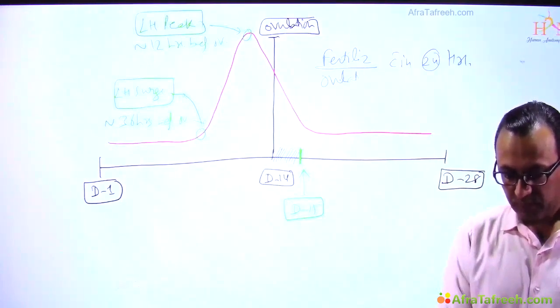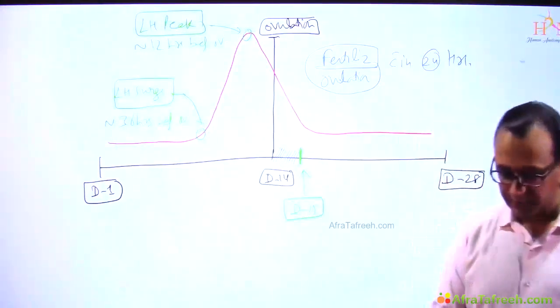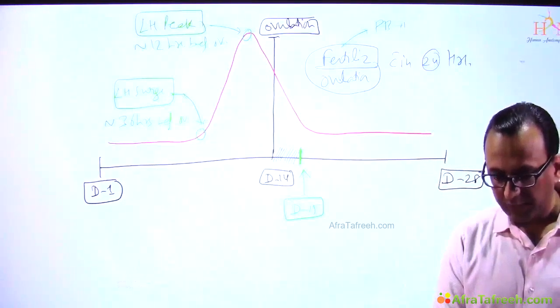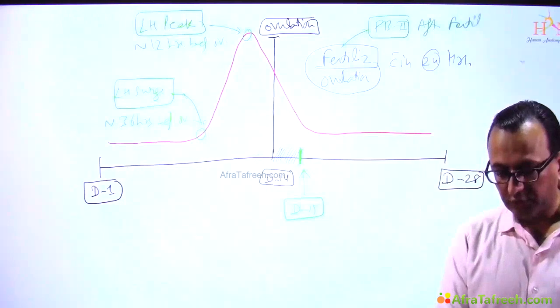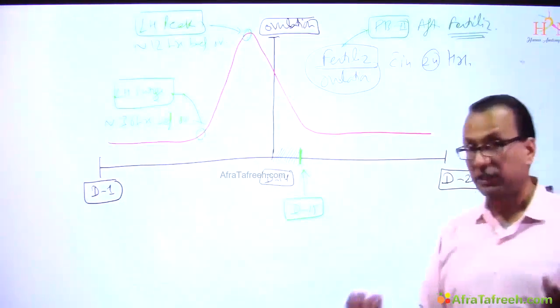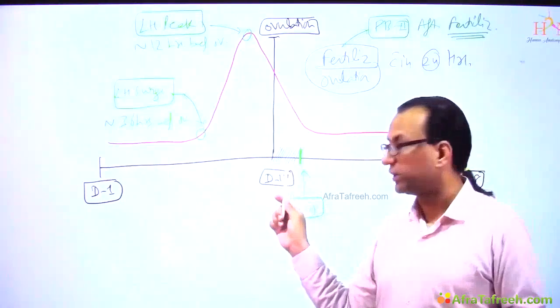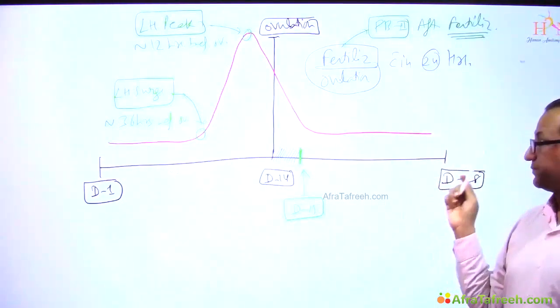Fine. Then you will have the second polar body released. Yes, the second polar body is released. Polar body 2 is released, but after fertilization. Because if fertilization does not occur, the secondary oocyte will be degenerated after 24 hours and menstruated by the end of the cycle.